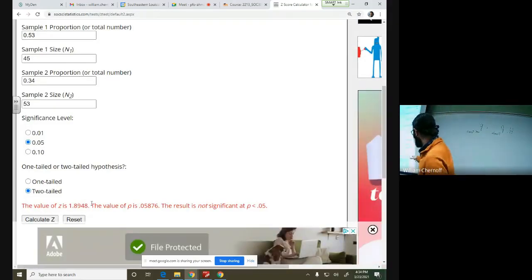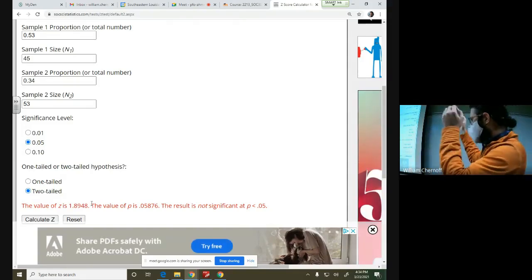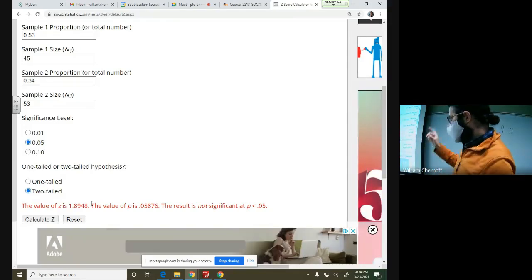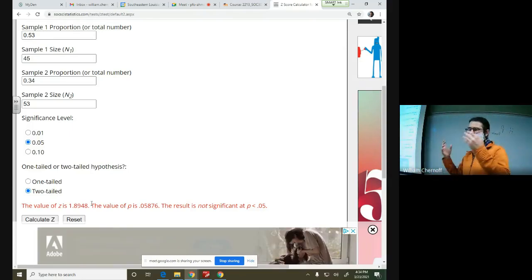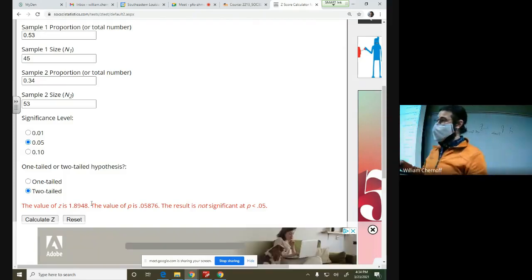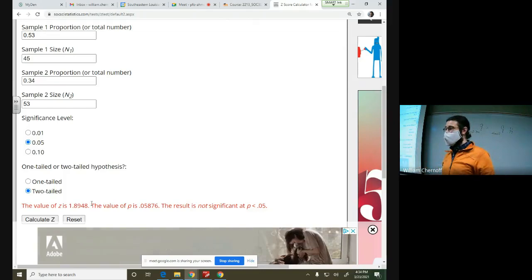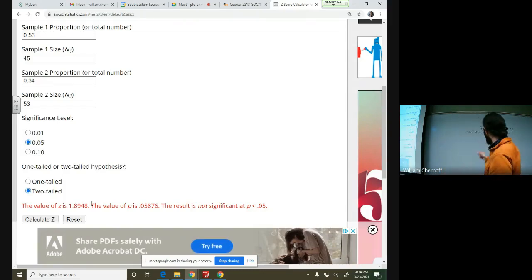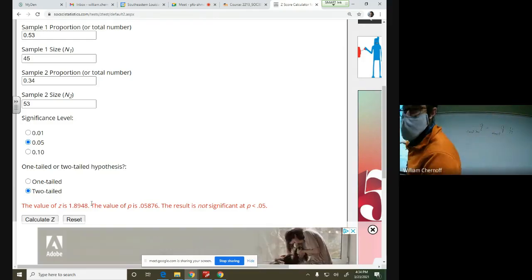So again, if you read the message, it says the z-value is some number, the value of p is some number, and the result is not significant at p less than 0.05. Guys, this is just an automated message. There's no guarantee that it's correct. It does not know what your alternative hypothesis is, or what population 1 is versus population 2 in your hypothesis. So just be careful when using this.